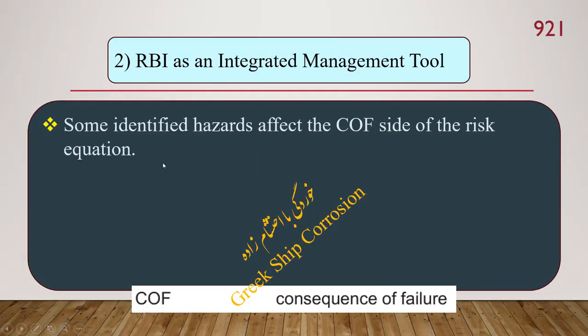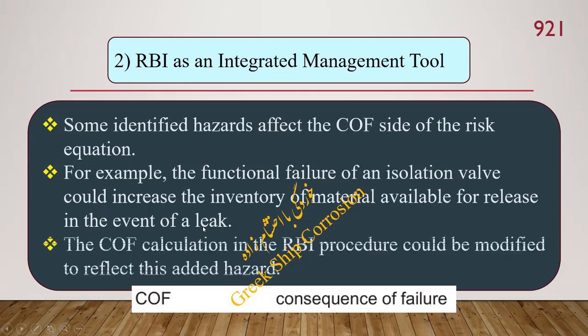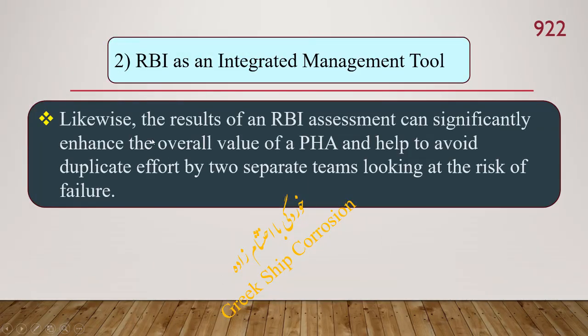Some identified hazards affect the consequence of failure side of the risk equation. For example, the functional failure of an isolation valve could increase the inventory of material available for release in the event of a leak. The consequence of failure calculation in the RBI procedure could be modified to reflect this added hazard. Likewise, the results of an RBI assessment can significantly enhance the overall value of a PHA and help to avoid duplicate effort by two separate teams looking at the risk of failure.